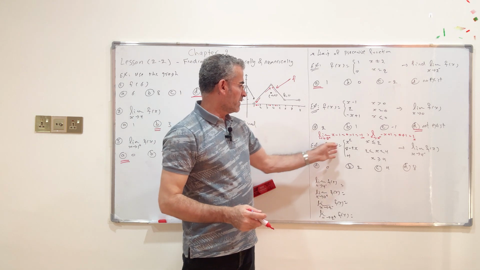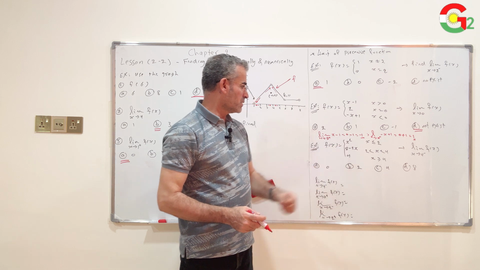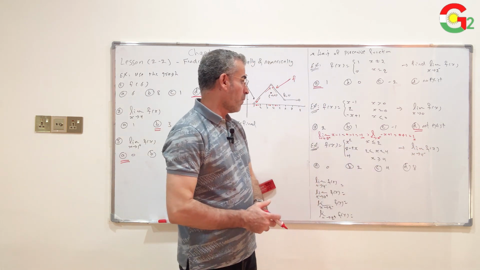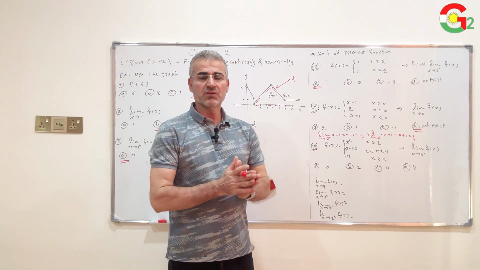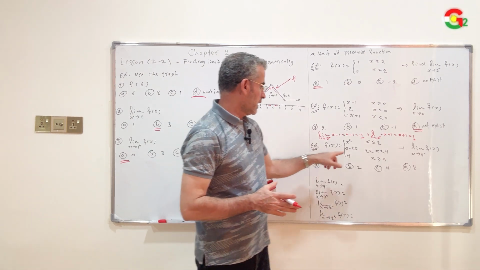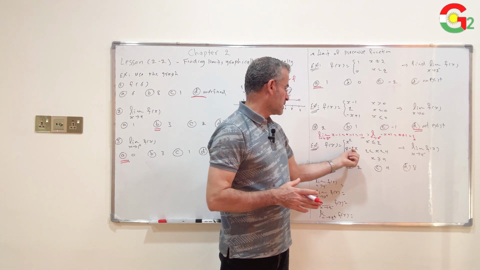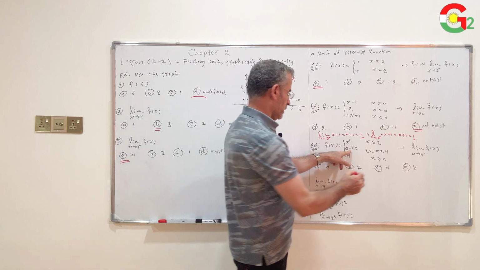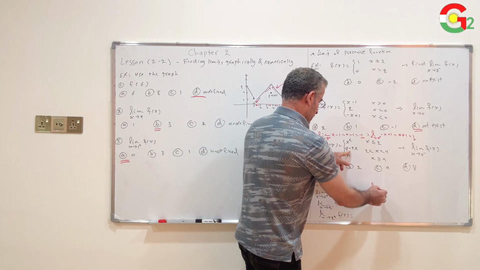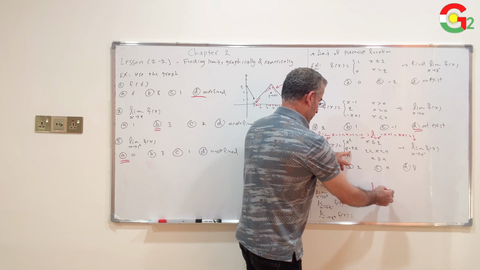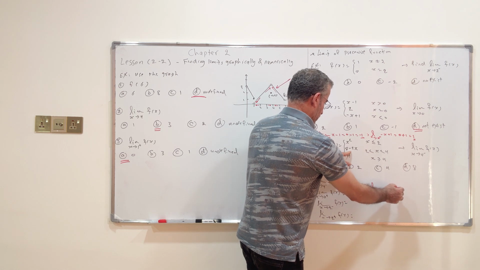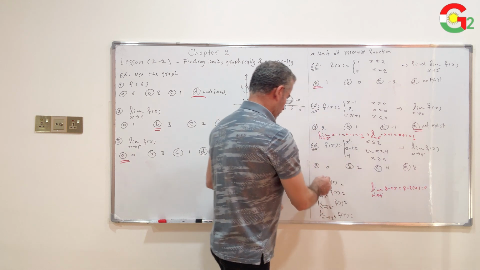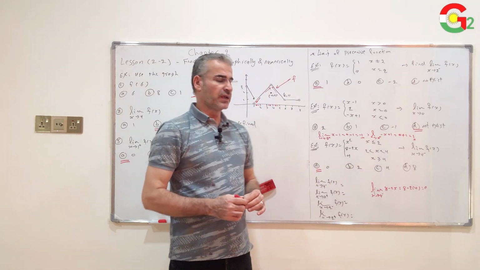Example, f is a piecewise function defined as you see. Find the limit of f of x when x approaches 4 from left. From left, it means when x less than 4. X less than 4, it is this segment. Then I substitute here limit as x approaches 4 from left for 8 minus 2x equal to 8 minus 2 times 4 equal to 0. The right choice is A.